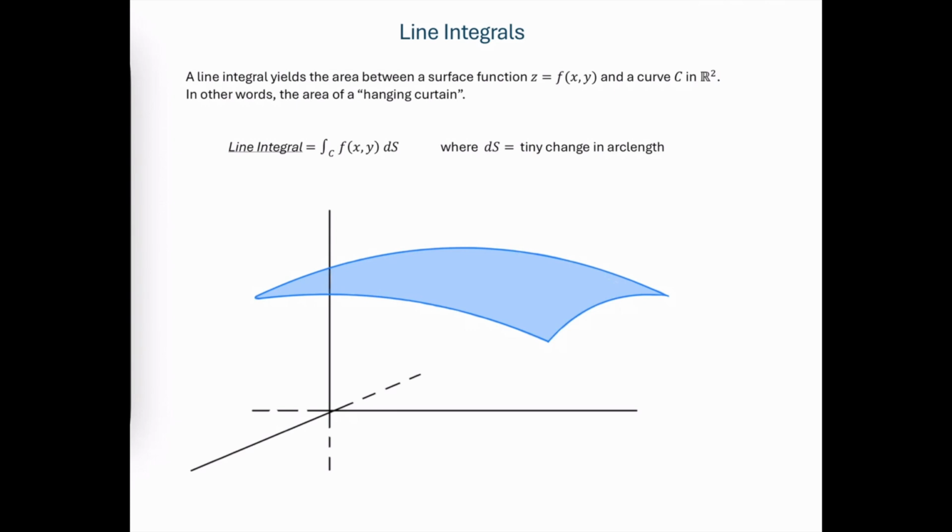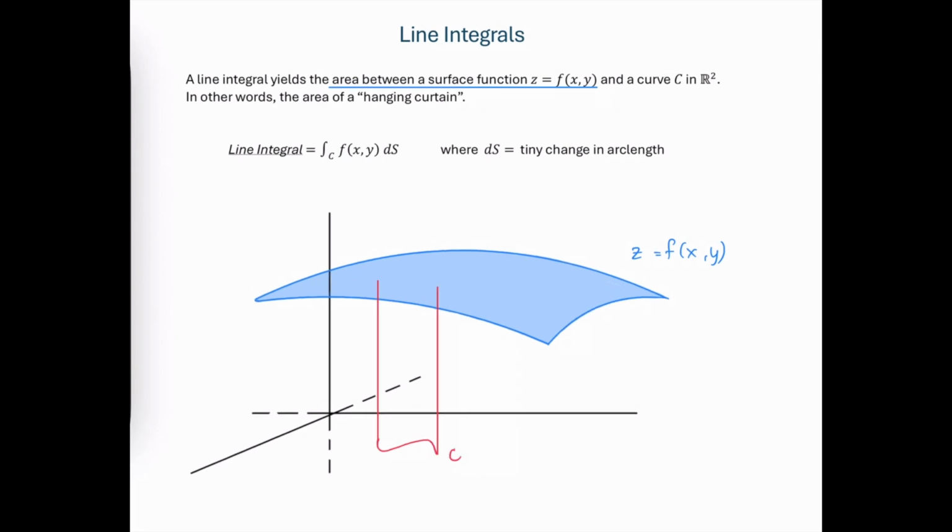A line integral is something that can be used to calculate the area between a surface function and a curve in two-dimensional space that is below it. So here we have a surface function, z is equal to f of x, y, and let's think about some curve C that lies here down in R2.